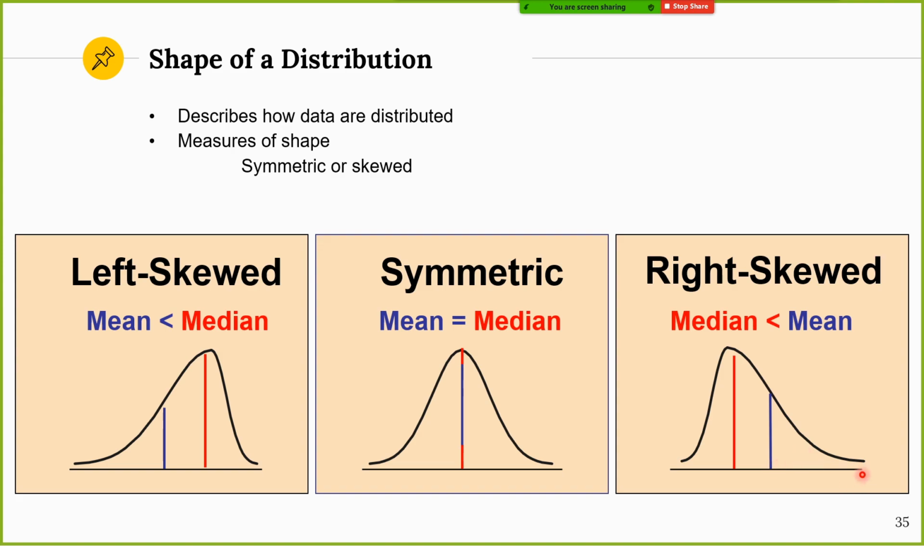The bell shape will be like this. It's not a perfect bell shape. Okay, so this is only the shape of a data distribution. Based on the shape, you will know the characteristic of the data distribution that we have.